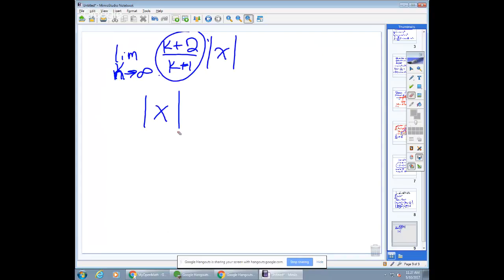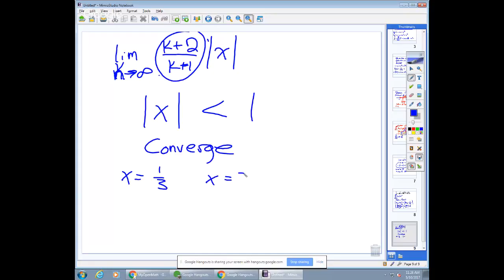All right, what does the ratio test say about when this limit should converge? If it's less than 1, yeah, the ratio test says if the limit is less than 1, then this will converge. So if I pick any number absolute value-wise less than 1, this should converge. So if I said, hey, x equals 1/3, this should converge. If I said x equals negative 1/3, this should converge. Okay, so let's check that out.